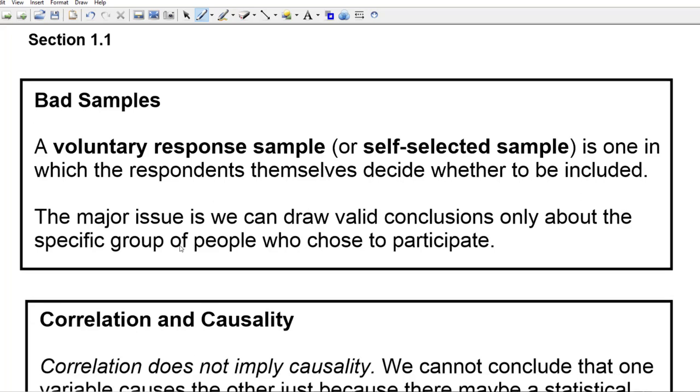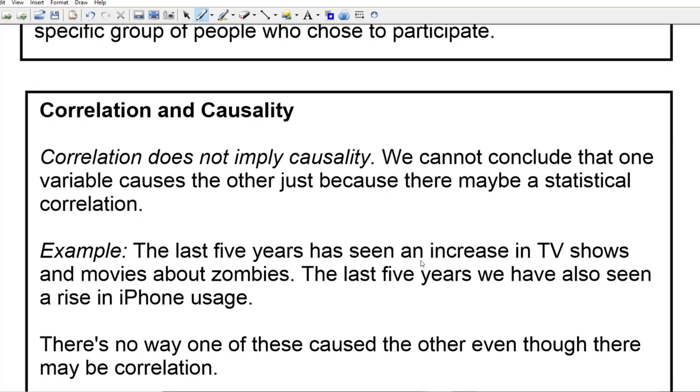We also have bad samples. A voluntary response sample, or self-selected sample, is one in which the respondents themselves decide whether to be included. The major issue is we can draw valid conclusions only about the specific people who choose to participate. So if you are a Biden supporter, then maybe you might participate in a survey about Biden, but people that don't like Biden might not participate. Or same thing with Trump. If you're a Trump supporter, you might participate in a survey about Trump, but if you don't like him, you're not going to participate.